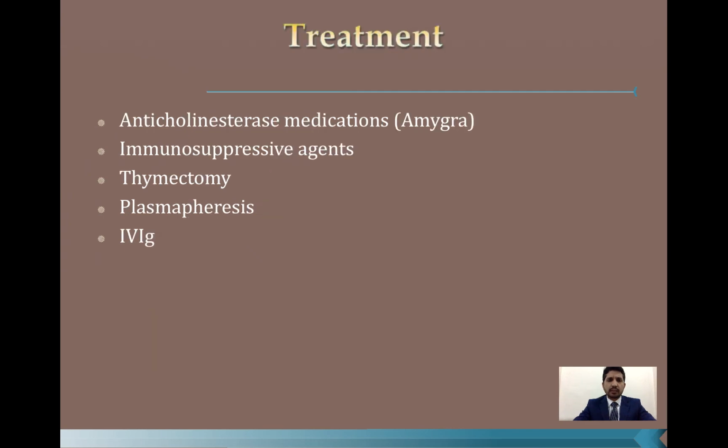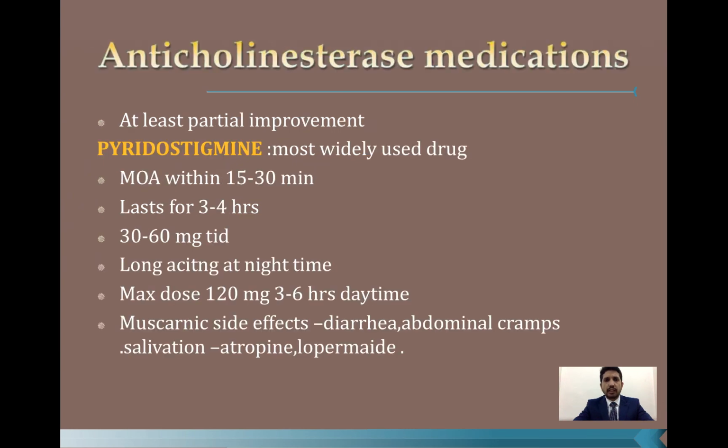There are different treatment options available which can be used according to the condition of the patient. But the mainstay of the treatment is anticholinesterase medication. Then there are immunosuppressive agents, thymectomy, plasmapheresis, and intravenous immunoglobulins. We will discuss these one by one.